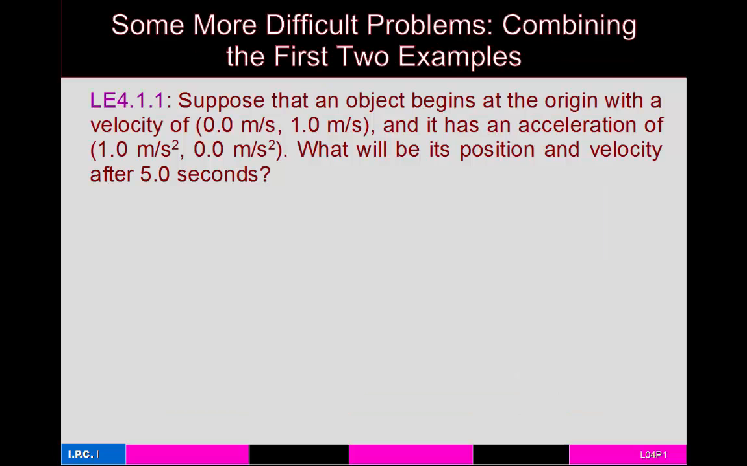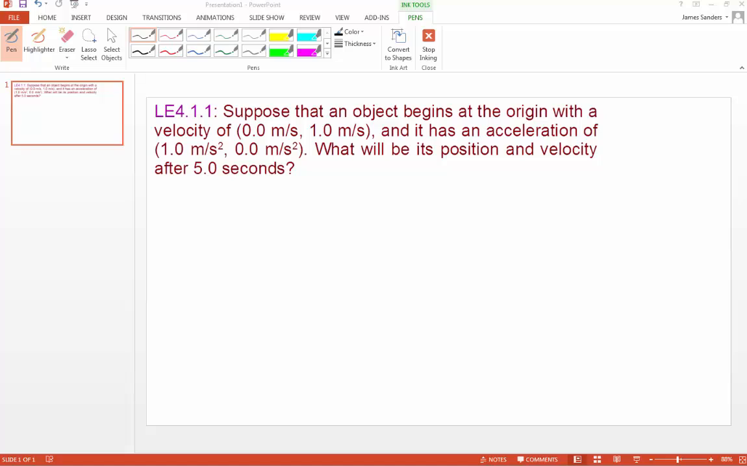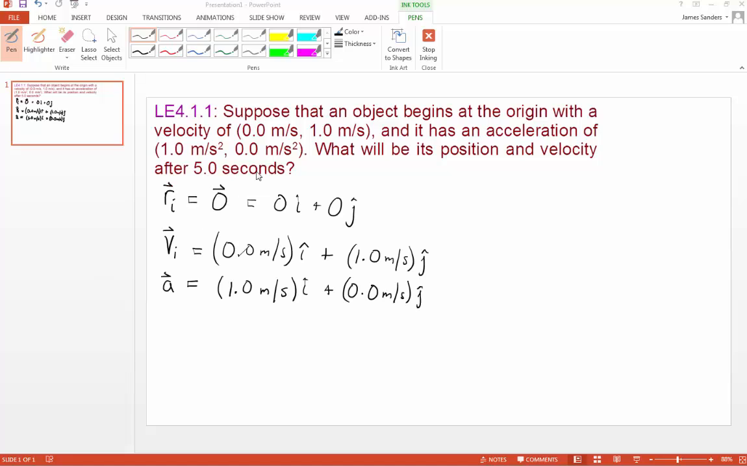in the object's motion. I want to work through an example of all of this now, of a motion that is in 2 dimensions. So you have an object that begins at the origin with some velocity and some acceleration, and we want to know where its position and velocity will be after 5 seconds. Okay, the first thing that we should do here is write down what we know. So this would include the initial position, the initial velocity, and the acceleration, which is constant.